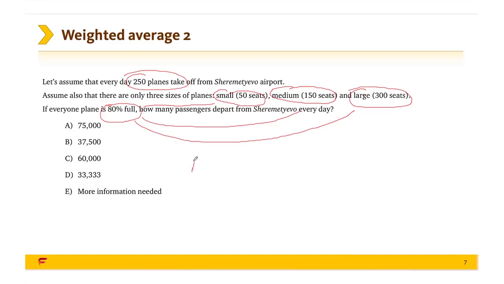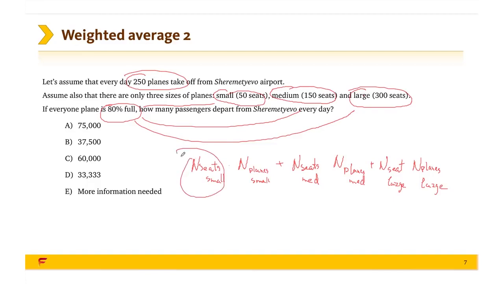to do something like number of seats small times number of planes small plus number of seats medium times number of planes medium. And then number of seats large times number of planes large. And we know this number. Oh, rather, we can calculate this number: 50 seats times 80%, 150 seats times 80%, 300 seats times 80%.